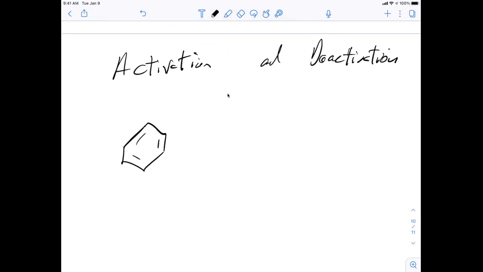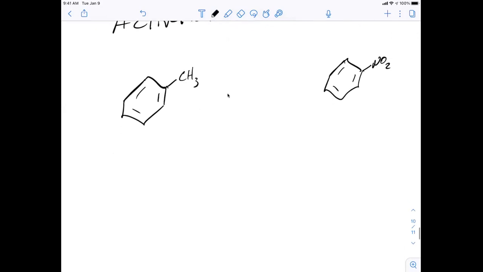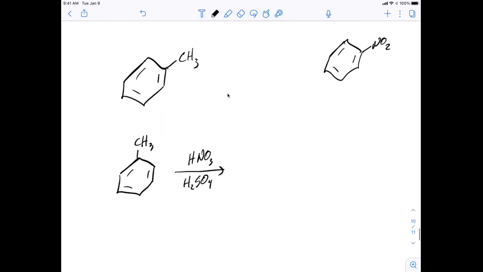So far we've been doing all our reactions with just benzene. Now let's look at substituents. So what happens when we try the reaction with a substituent? Let's start with the alkyl group. Let's take toluene and react that with nitric acid and sulfuric acid. And we have three possible products.